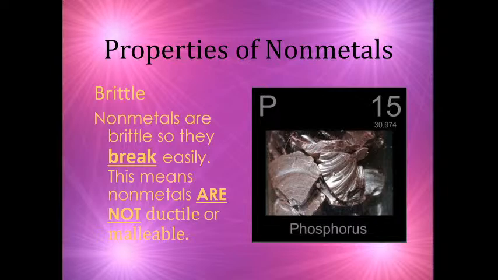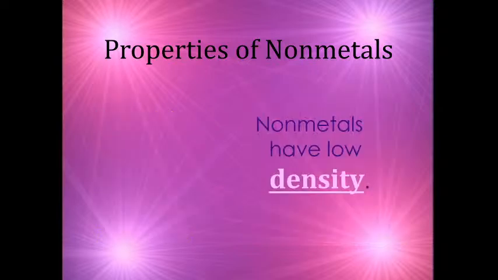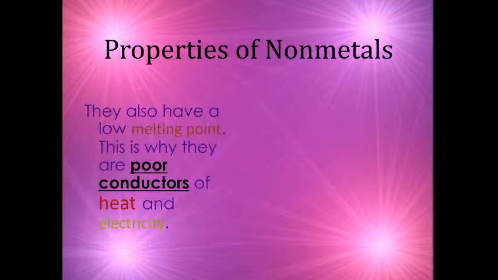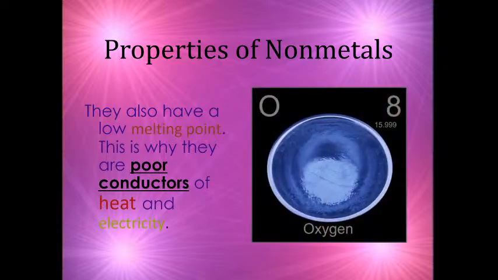Understood? So non-metals are brittle because they break easily. This means non-metals are non-ductile and non-malleable. I told you why they are non-ductile: because they are very brittle. Why are they brittle? Because they have low density. You can see, can you convert this into a sheet? No. Even if you hammer, it will break down into small powder. So non-metals have low density, and that's why they have a low melting point, and that is why they are poor conductors of heat and electricity. Why? Because they have a very low melting point and less density.